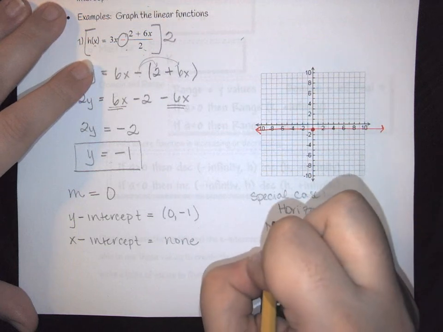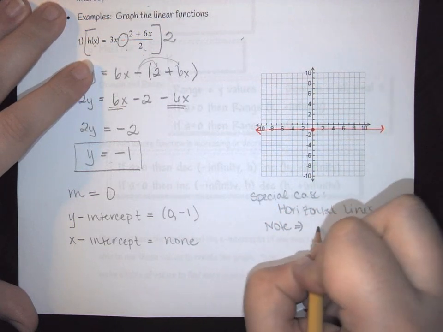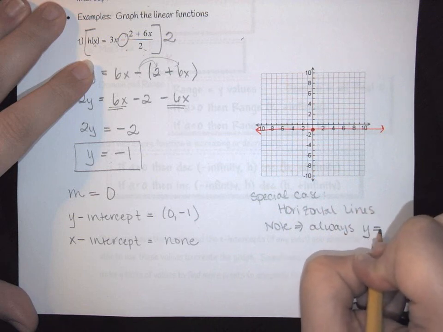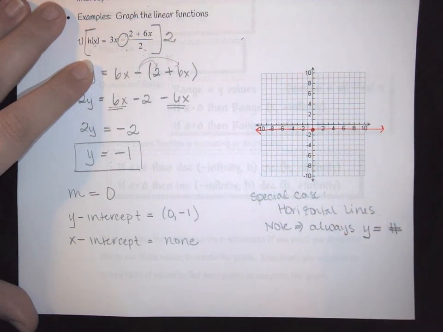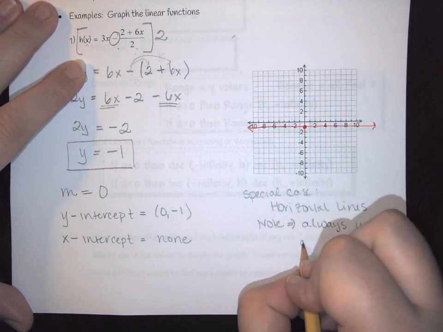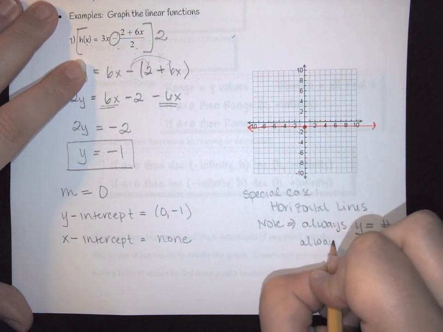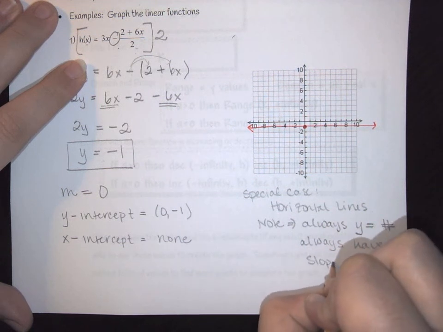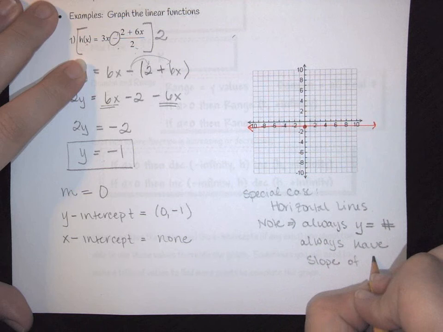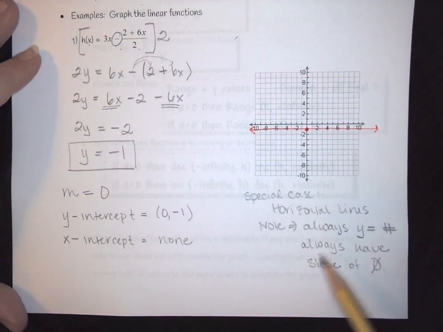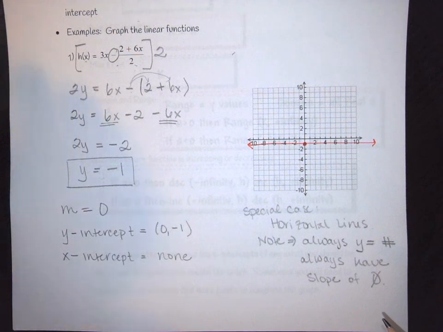What's important to note about horizontal lines is that they are always y equals a number, or y equals a constant. The other thing about them is that they always have a slope of 0. Okay, so those are some things that you need to keep in mind when thinking about a horizontal line.